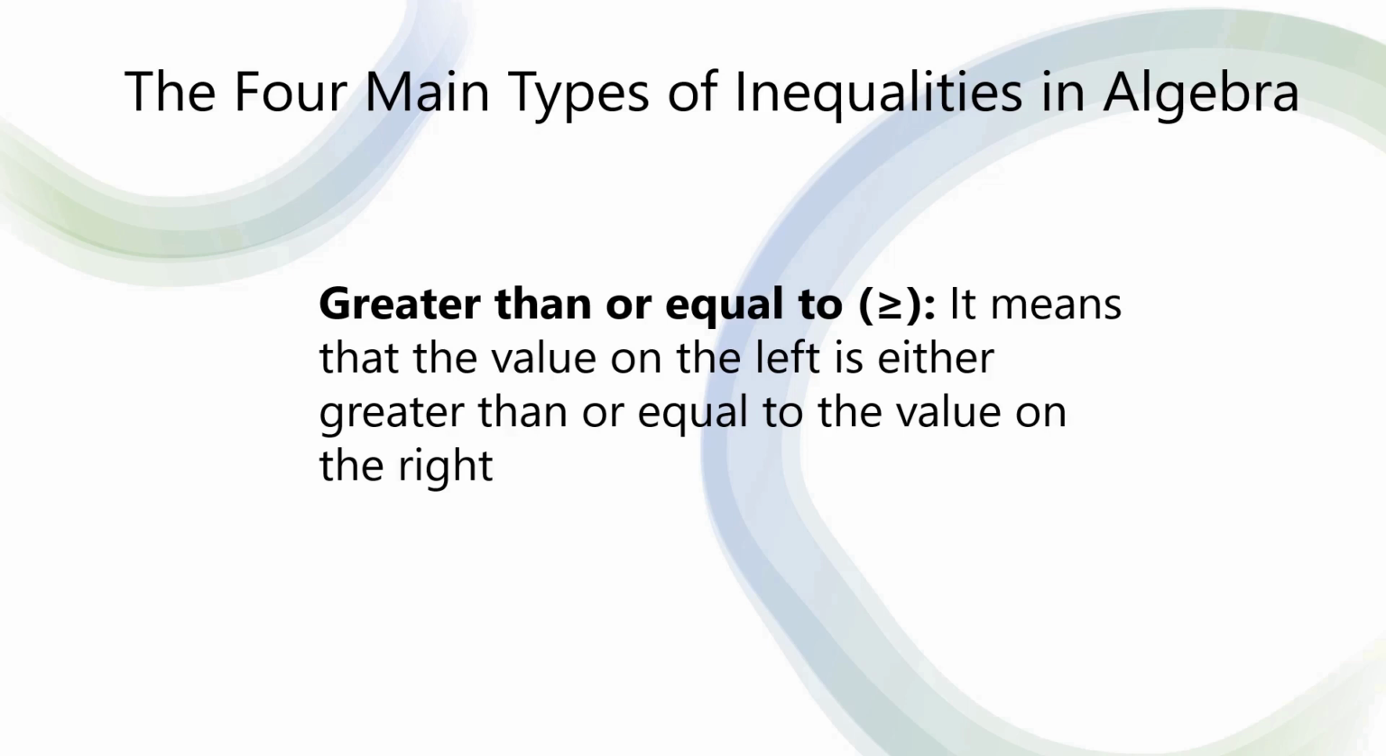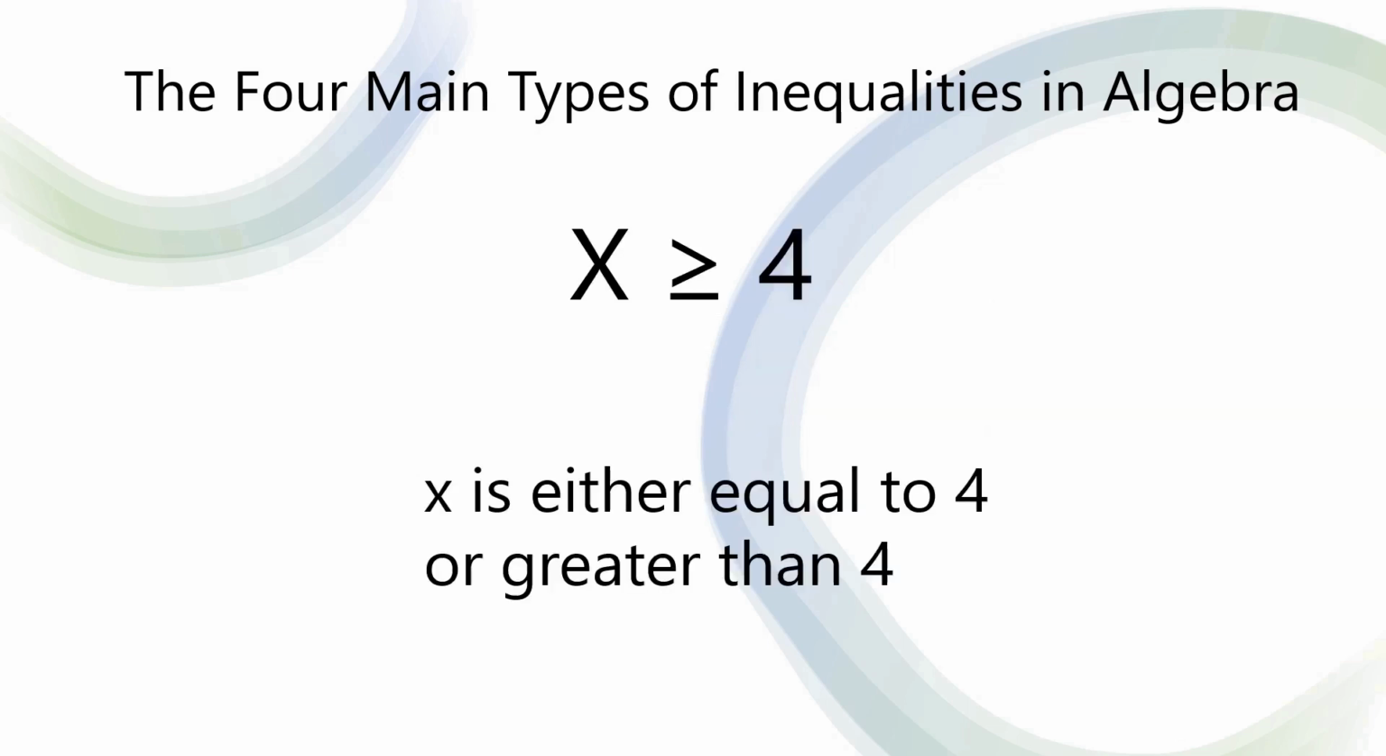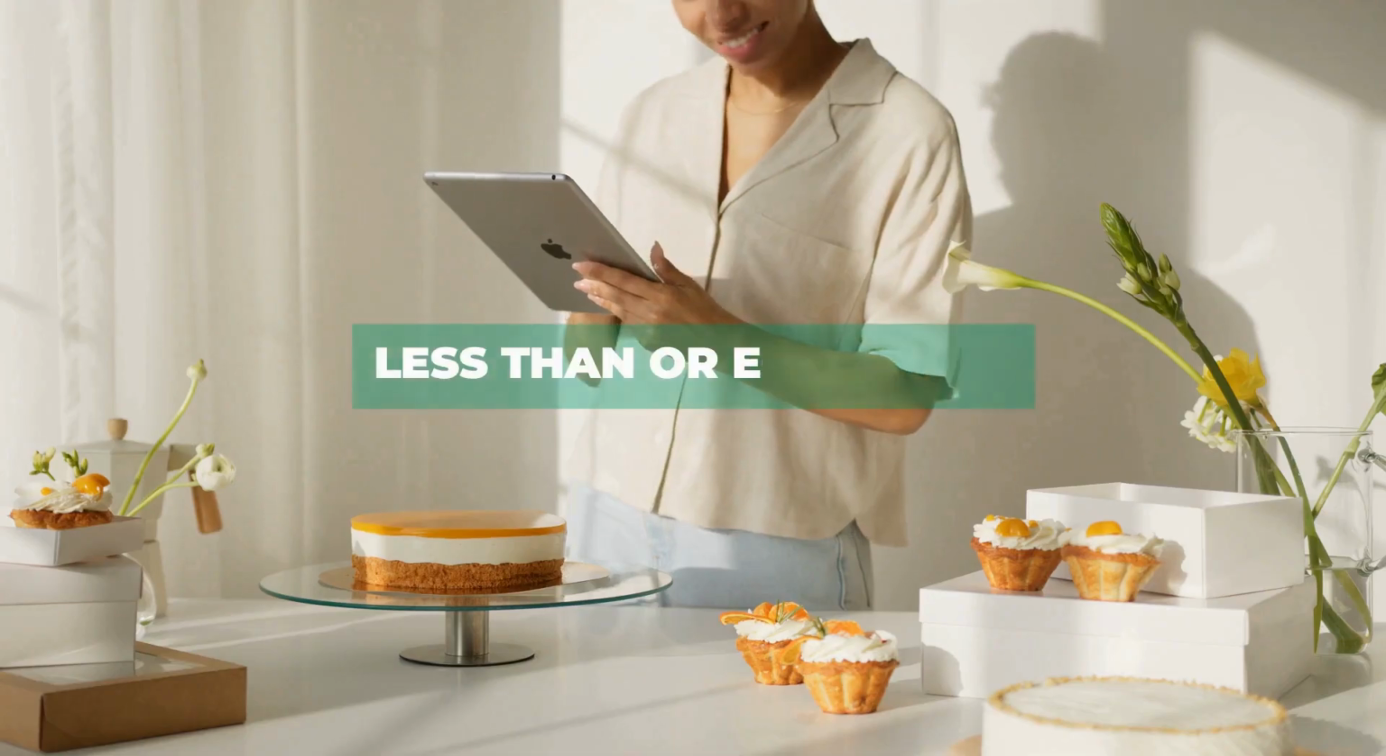3. Greater than or equal to. The greater than or equal to inequality, represented by ≥, extends the concept of greater than. It means that the value on the left is either greater than or equal to the value on the right. For example, x ≥ 4 implies that x is either equal to 4 or greater than 4.